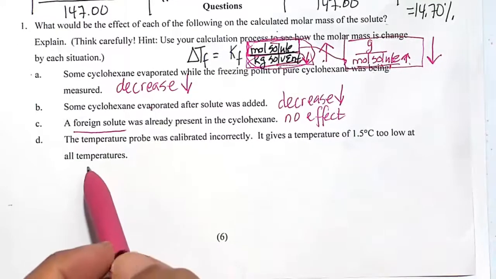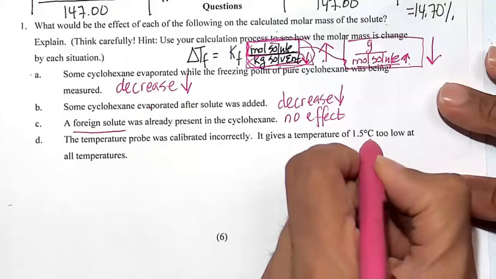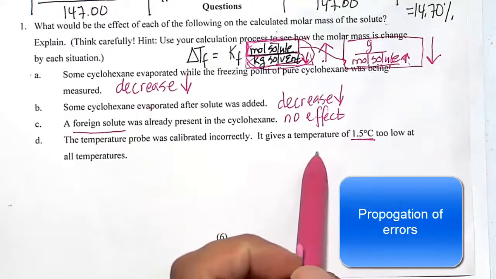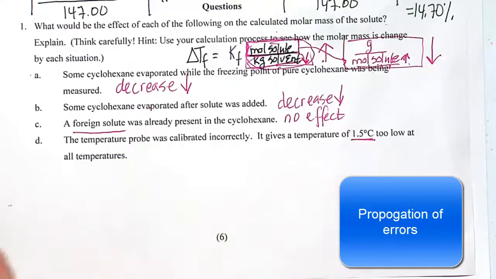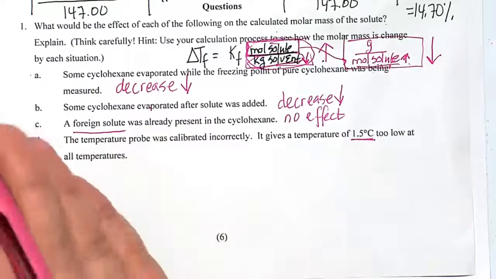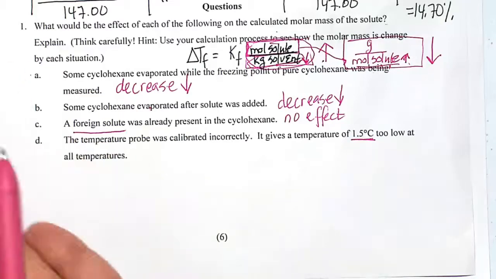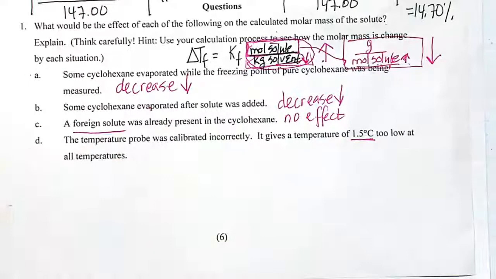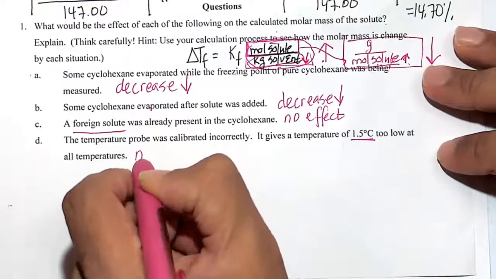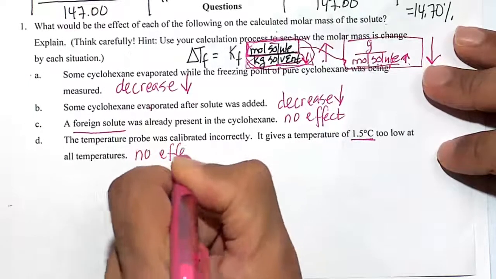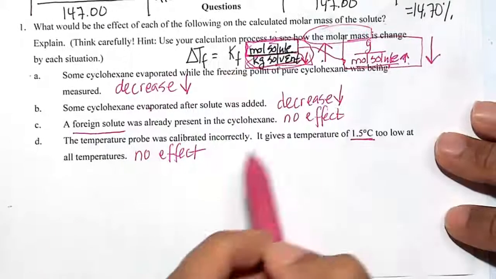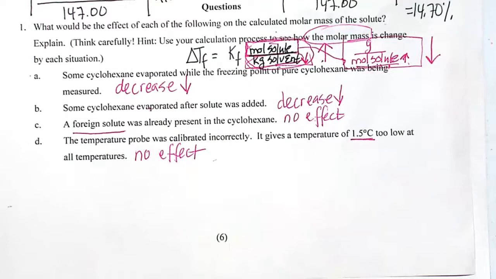And then also the same thing with part D. The error propagates. So if you're off by a temperature of 1.5 degrees C when you calculate cyclohexane freezing point, that's a 1.5 degree error, whether it's low or high, it just gets shifted to all the other measurements, and it sort of results in no effect. Okay, this will not affect the calculated molecular weight, the calculated molar mass. Okay, we would expect these errors to sort of propagate throughout the course of the experiment.